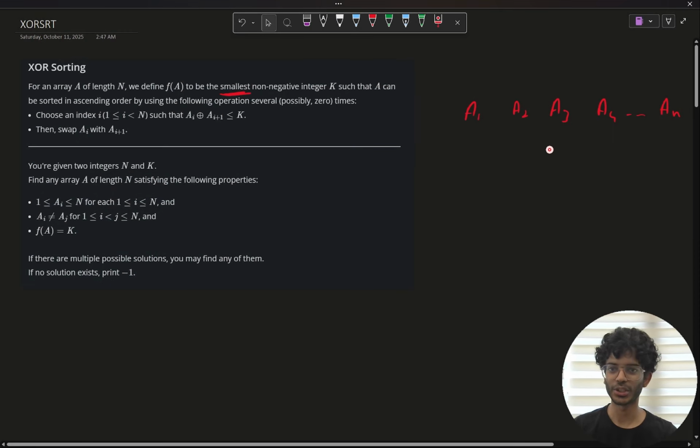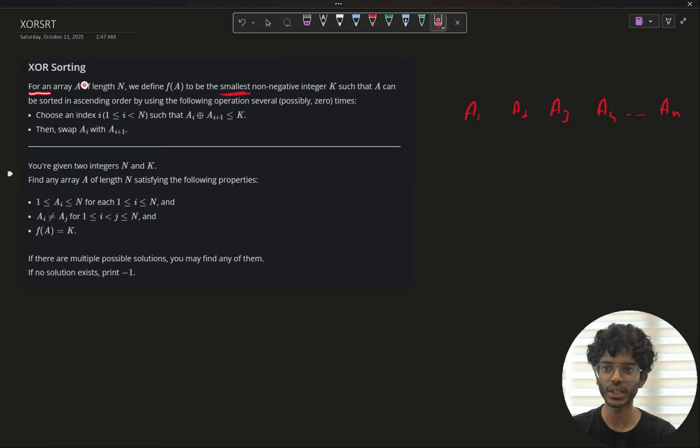So today's question is XOR sorting. In this question, we're given an array A of length n, and we define f of A to be the smallest non-negative integer k such that A can be sorted in ascending order by the following operations any number of times.